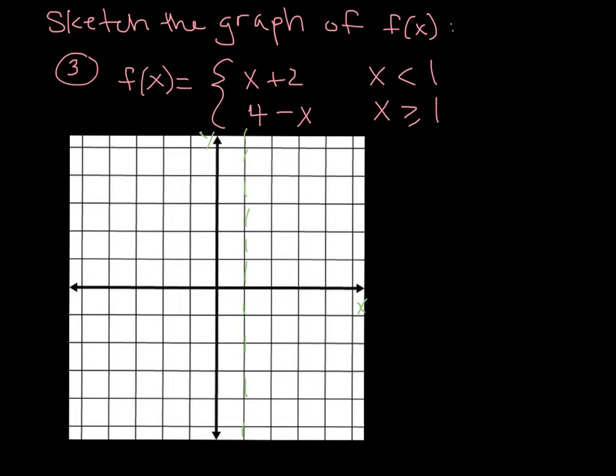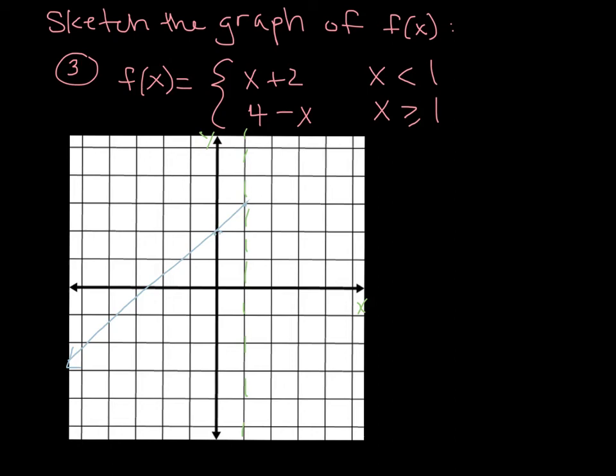So what you're going to do is that for everywhere that x is less than 1, you are going to draw the graph of x plus 2. So I'm going to do that in blue. So x plus 2 has a y-intercept of 2 and a slope of 1. So that means I'm going to go up 1, right 1. There's two ways you can do this part. You can either draw the entire graph and then erase everything where x is not less than 1, or you can just draw the part to the left of that line. I don't really care which way you do it.